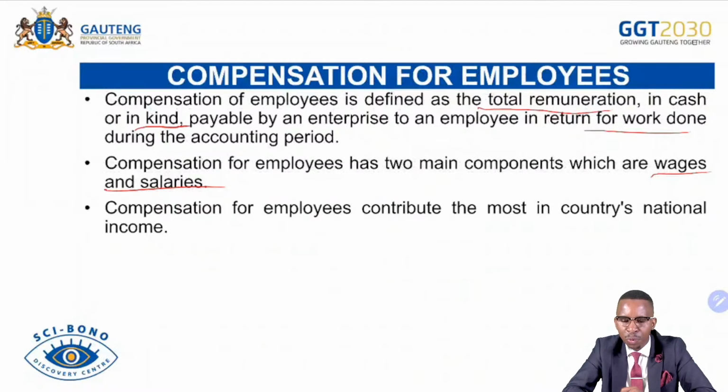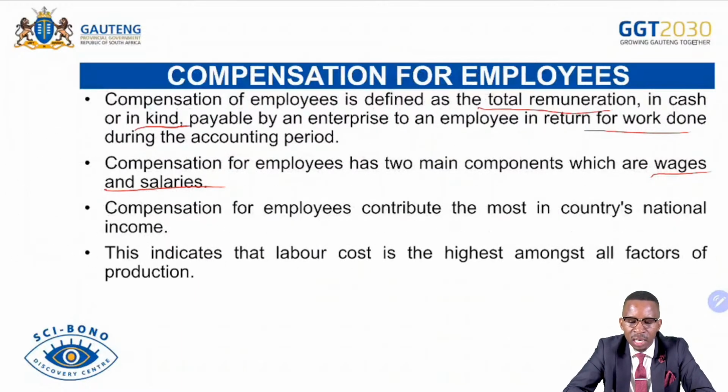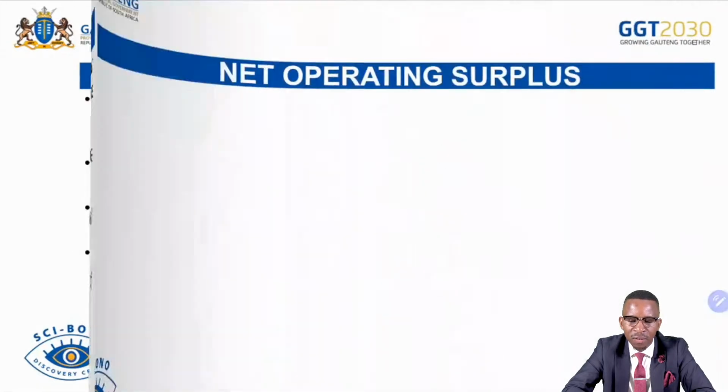Compensation for employees contributes the most to a country's national income. We know that it is the main contributor, which indicates that most of the income goes to labor in the South African economy. This indicates that the cost of labor is the highest amongst all factors of production in the South African economy.